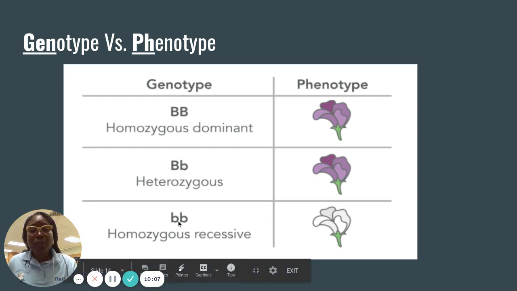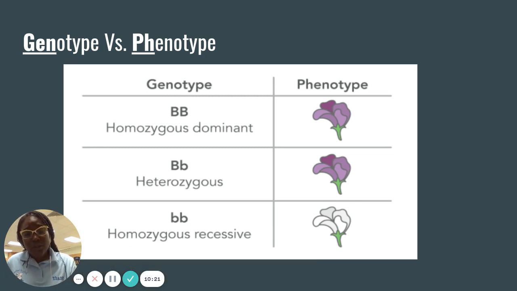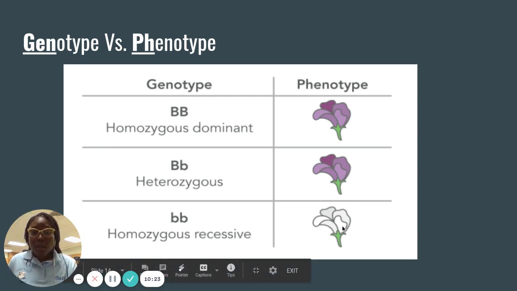Now we get to the homozygous recessive. Both of these are recessive, and they're the same. The word that means the same is homozygous. The recessive trait is white, so the plant is going to be white, because the recessive trait is only expressed when both of the alleles are recessive. So boom.